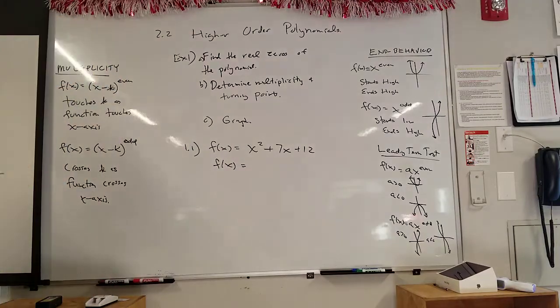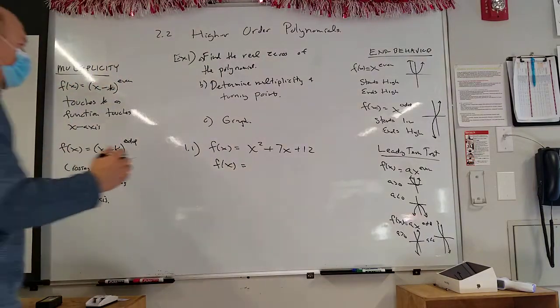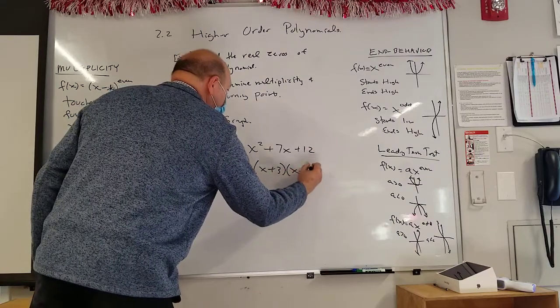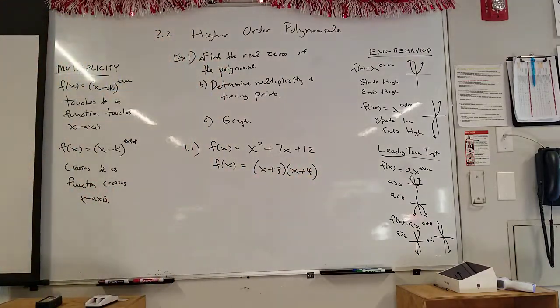Anybody got an answer here? x plus 3 times x plus 4. That's perfect by me. So (x plus 3)(x plus 4). Love it. And so as we look at this here, we're going to see how we can graph this here.